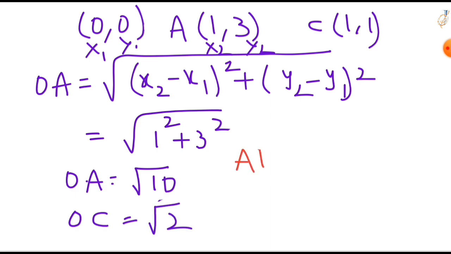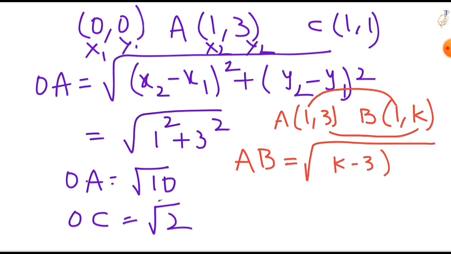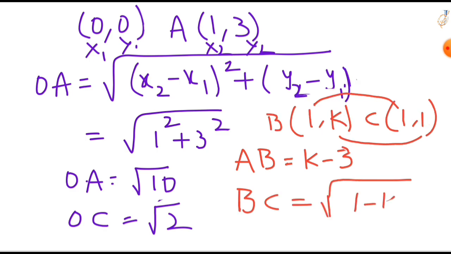If you find AB, our A point is 1, 3 and B point is 1, k. Square root of x2 minus x1, that is 1 minus 1, that is 0, plus y2 minus y1, that is k minus 3 whole square. So the square and square root get cancelled. So the AB value is k minus 3. If you find BC, 1 minus k whole square, the square and square root get cancelled. You will get 1 minus k only.